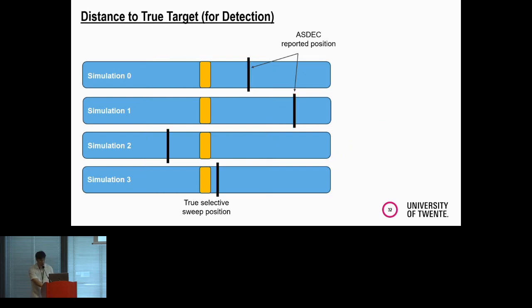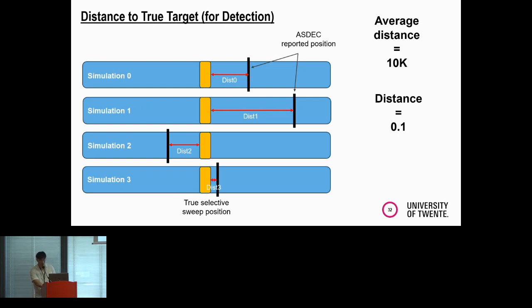And we also measure the distance of SDAC to the true target. Here we measure the distance between the selective sweep position reported by SDAC and the true selective sweep position. Here, if the average distance of these four simulations is 10 kilobase pairs, and we assume that the total region is 100 kilobase pairs, the distance for this instance is 0.1. And note that for this specific metric, we expect low values.